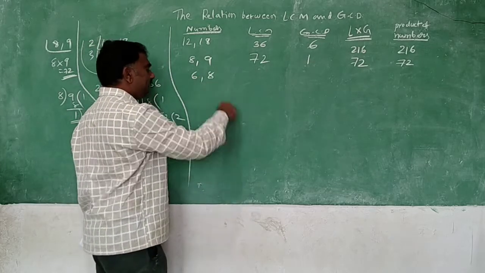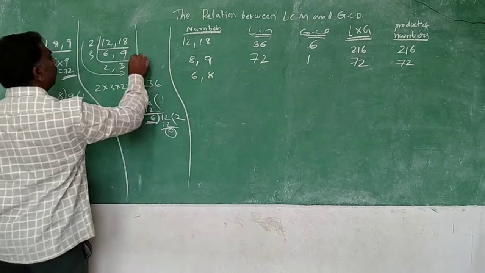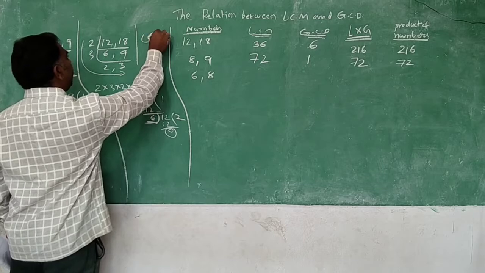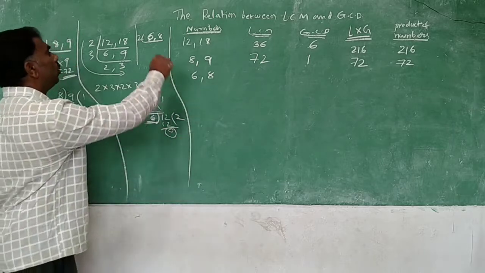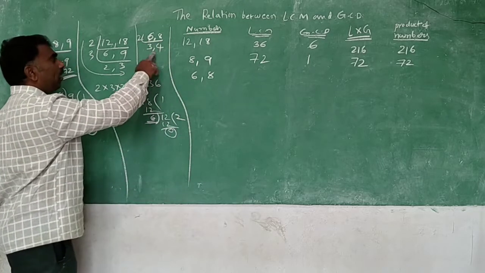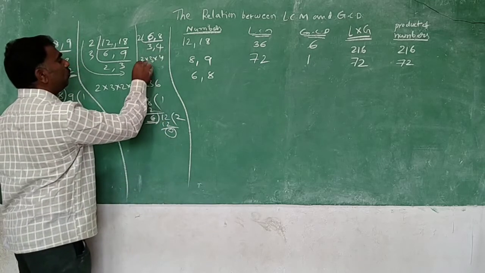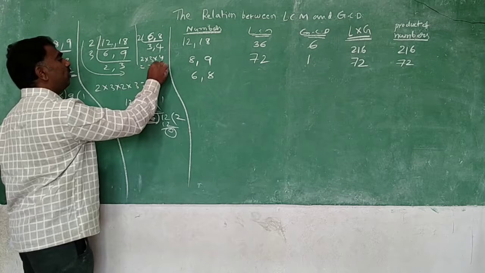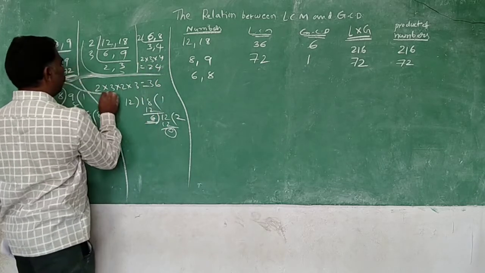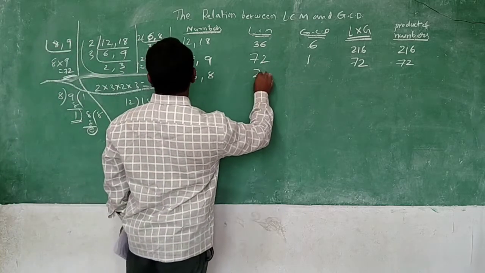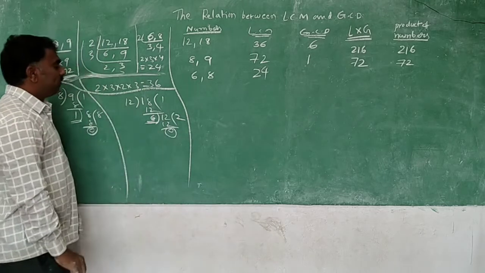6 and 8. Find the LCM of 6 and 8. I think you can say that both are coming in two tables. How? 2 3s are 6 and 2 4s are 8. Afterwards there is no choice. Then you will write 2 into 3 into 4. 2 3s are 6, 6 4s are 24. Sorry, I said 26, it is 24. So the LCM is 24.